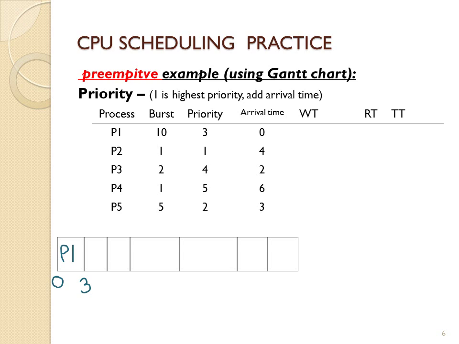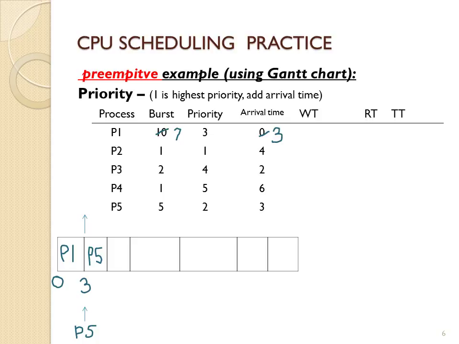So you can notice that at time 3, we will have the arrival of P5, which is a priority 2, which is a higher priority than P1. So P1 will be preempted and will have 7 time units of CPU burst left and a new arrival time at time 3. Now P5 will go.